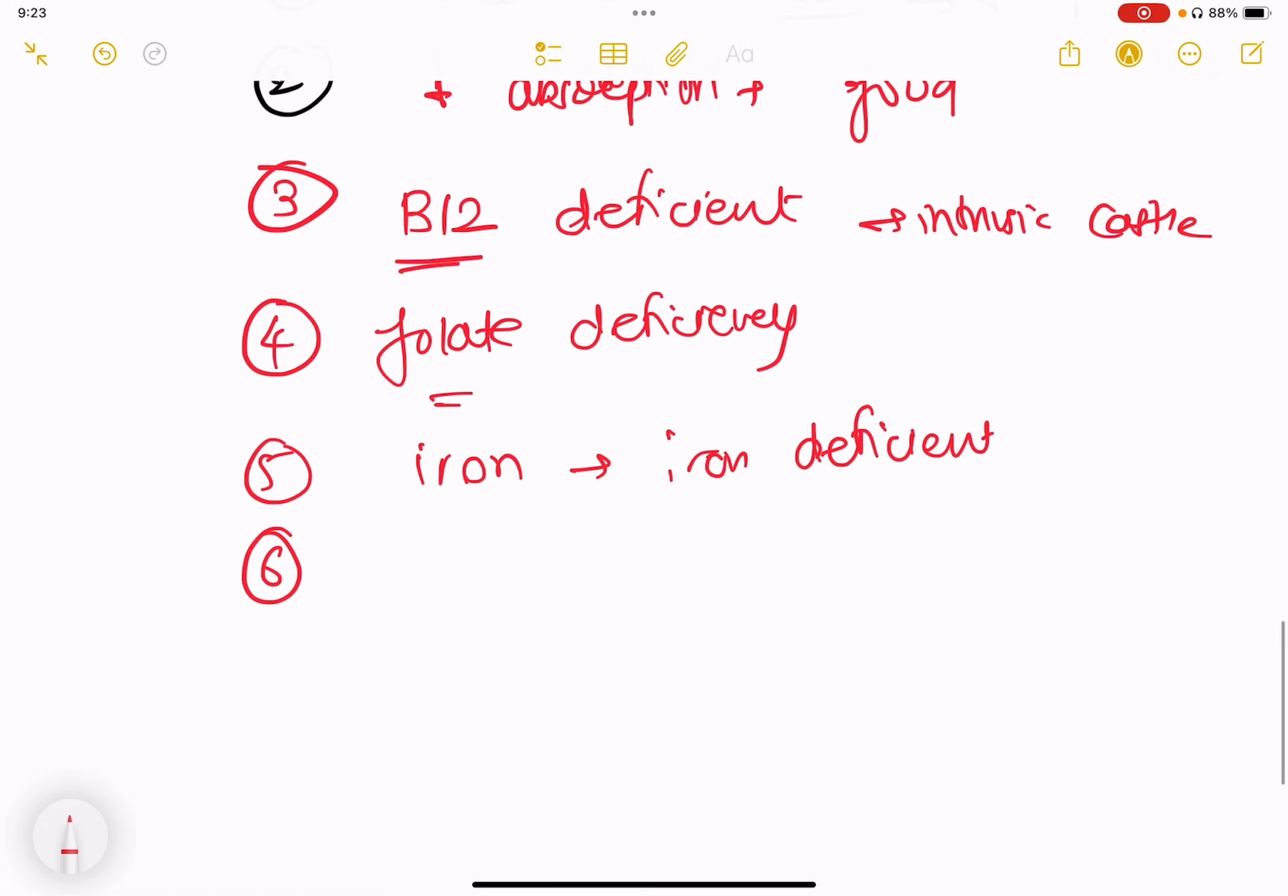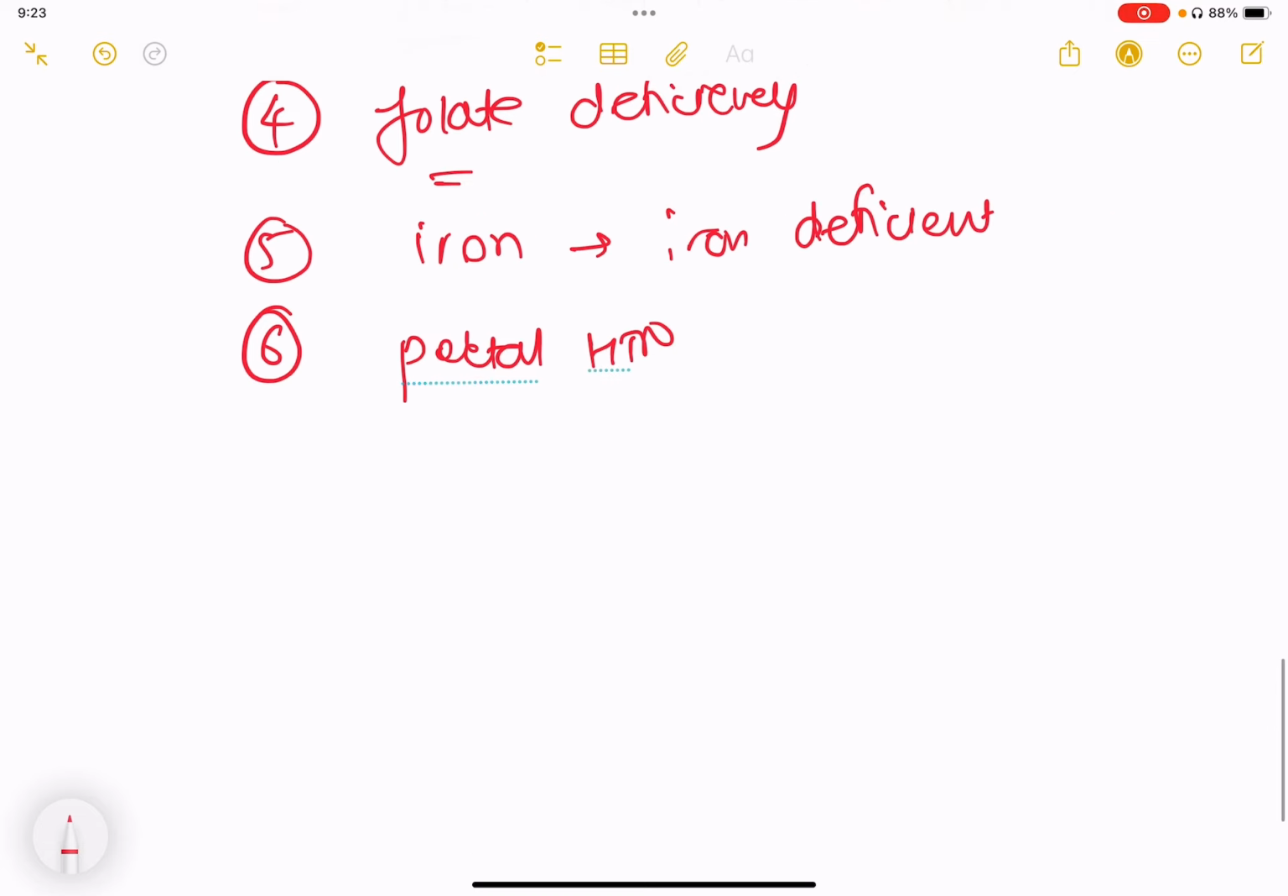The other thing which is there is the presence of portal hypertension. Now we must know what is portal hypertension.